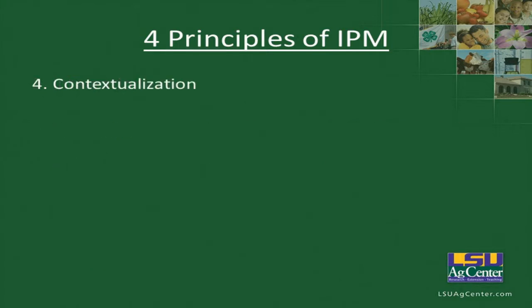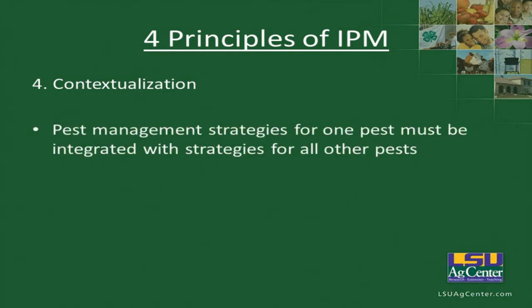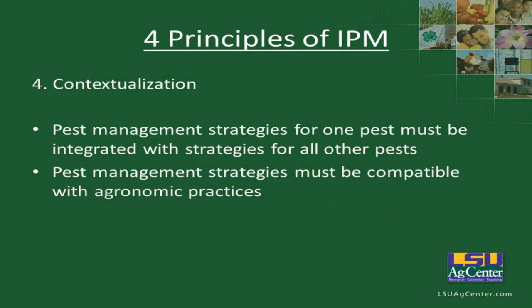And contextualization, part 4. Pest management strategies for one pest must be integrated with strategies for all other pests. So if we're talking about soybean, we have our insects, our three-cornered alfalfa hoppers, our stink bugs, lepidopteran pests, but at the same time we have our different plant pathogens, our Cercospora, Asian soybean rust. We may also have our different weeds that we need to control. So all management strategies must complement each other and not interfere with each other. They must be compatible with our agronomic practices.